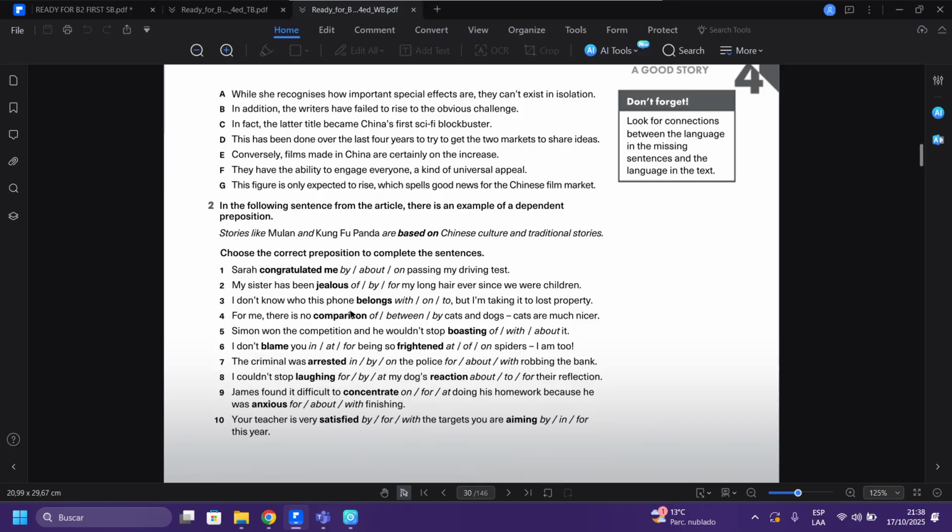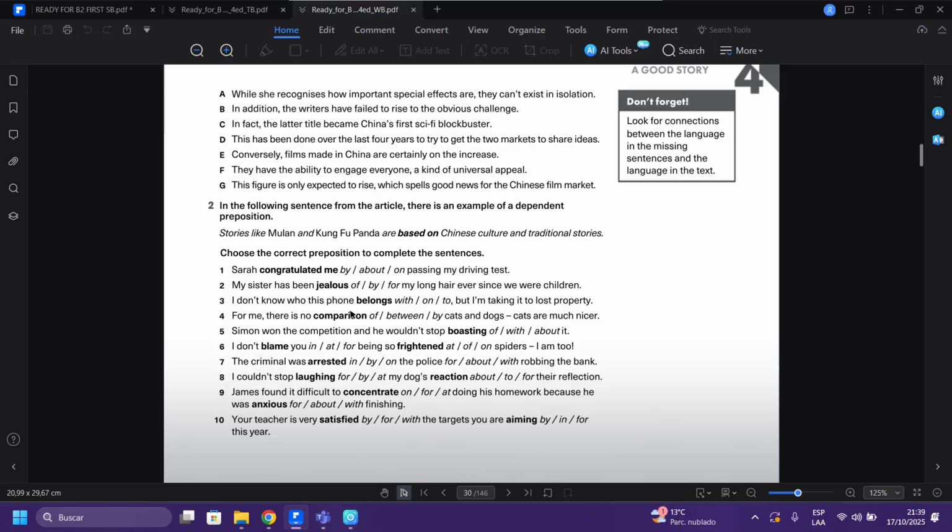So, as I told you, aiming for, always. Concentrate on, laughing at, arrested by, frightened of, blame for, right? Comparison between, belongs to, congratulate me about. They are only collocations, ladies. So there is no rule here. You just have to memorize these forms.